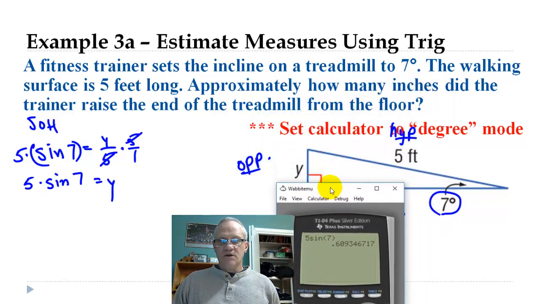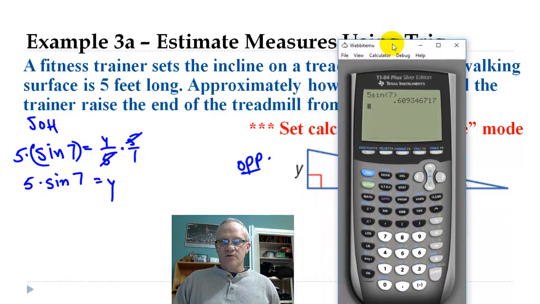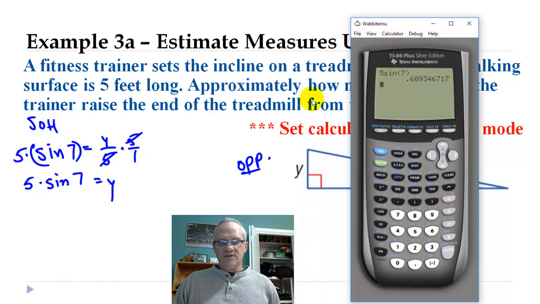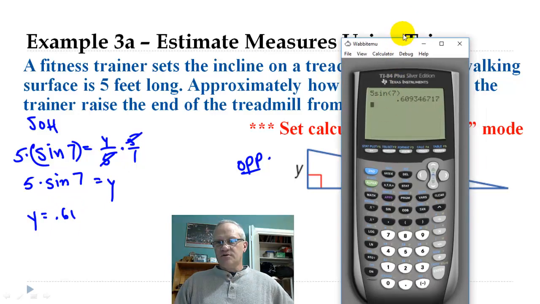Okay, here's where we're at now. I did this, got 5 times the sine of 7 equals y, and so what we got was that y is approximately 6.61. You're like, well, that seems a little weird. What does that mean? Now here's the thing that's kind of a little tricky here again.